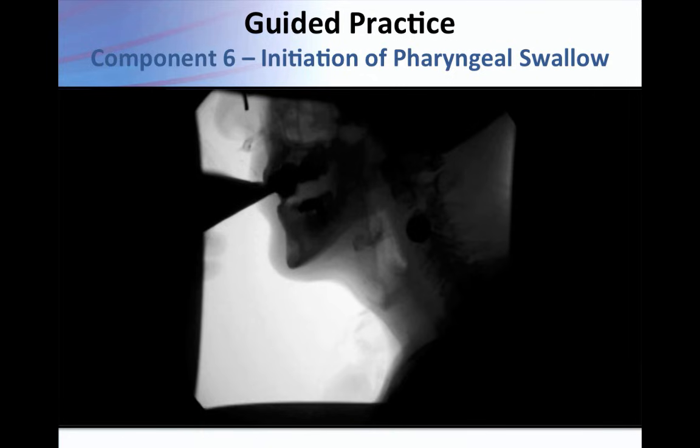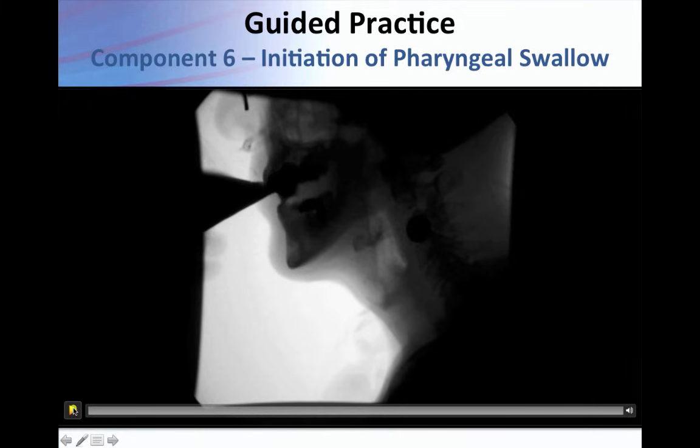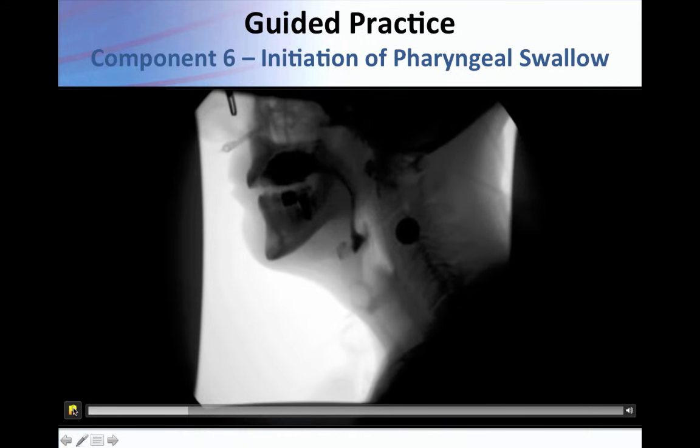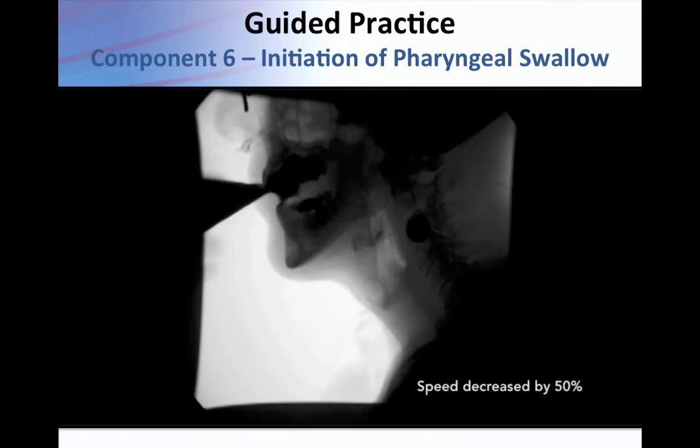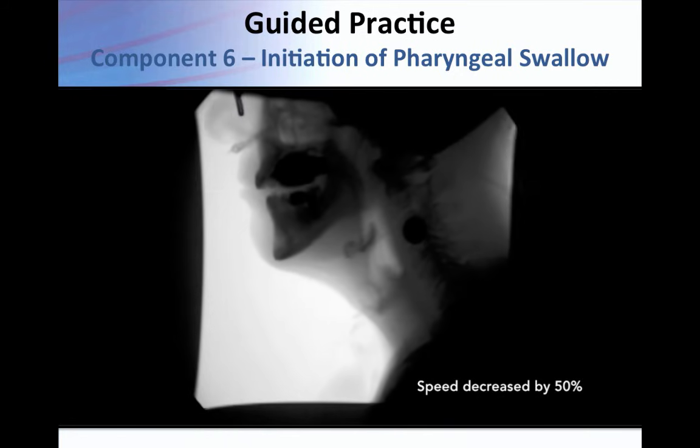Initiation of the pharyngeal swallow is another challenging component for some people, and I've made a big point already about making sure that you're looking at the relationship of the location of the bolus head at the time of the brisk anterior superior hyoid trajectory. So let's take a look. You're assessing component number 6, initiation. This is real time, slow motion.